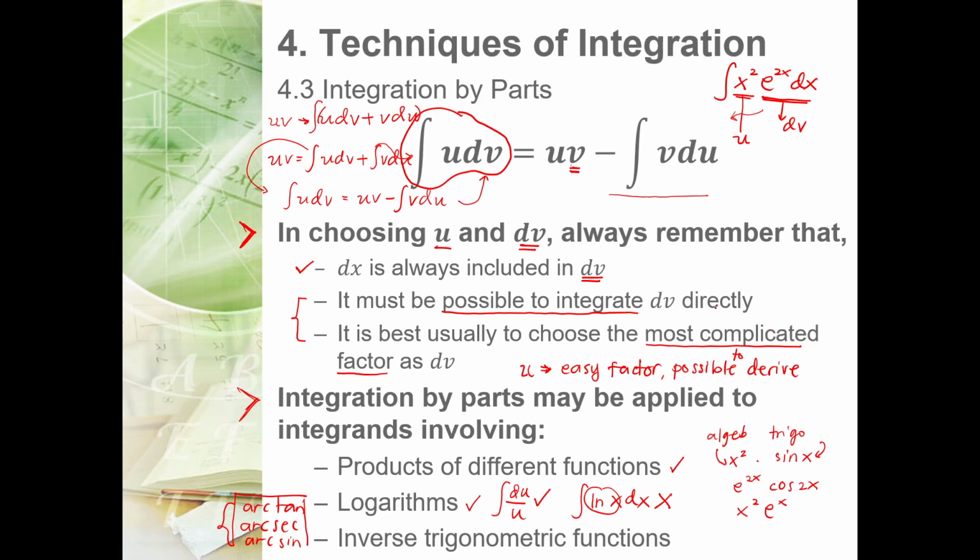So if dv is possible to integrate, and it should be the most complicated factor, the u parameter should be an easy factor. So in most cases, it's not an easy factor, but it should be possible or easy to derive. So why do we need to derive u? Because looking at the right side of the formula, we have your du here.